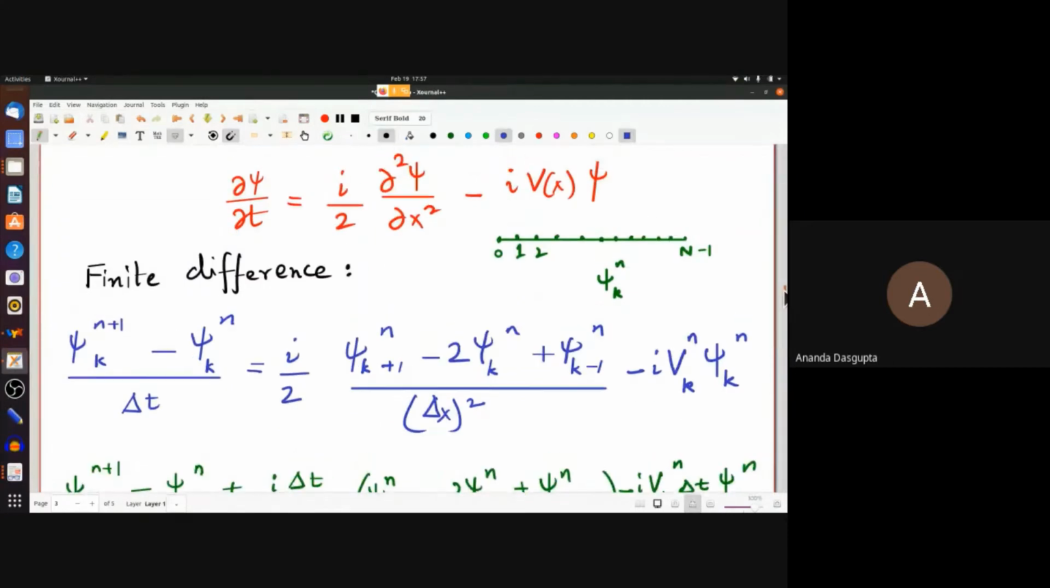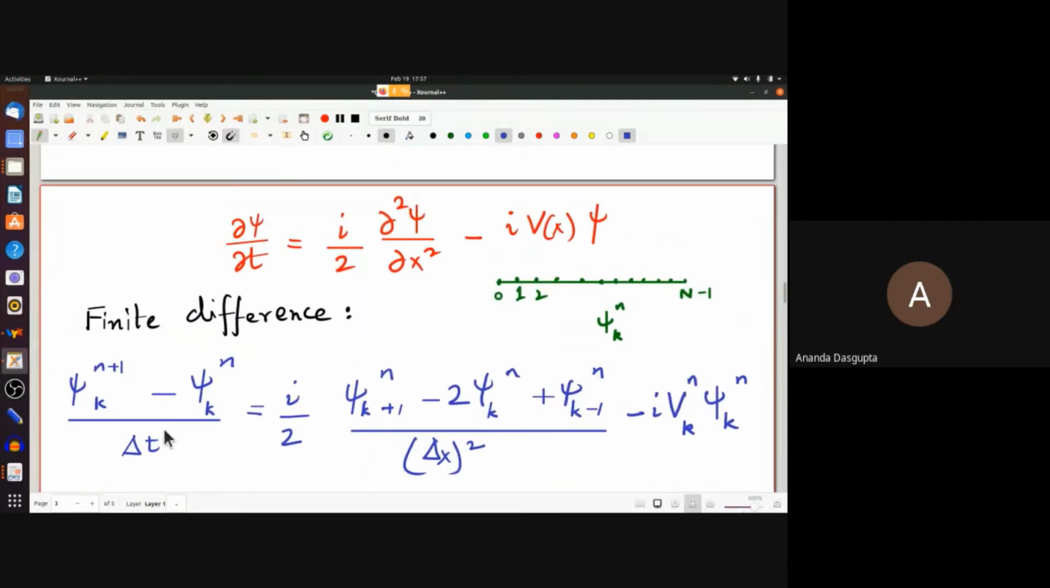So now all you do is move this delta t to the other side and you're done. Essentially, what do you need? You knew psi k0 for all the k. That was the initial value given. So the basic problem is you know an initial wave function and you want to find out how the system evolves in time. So that is the problem you're trying to solve here.